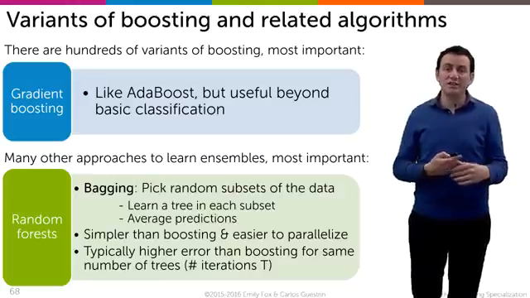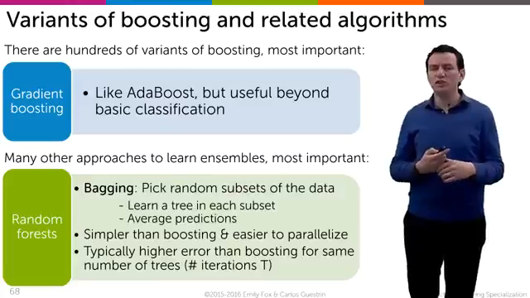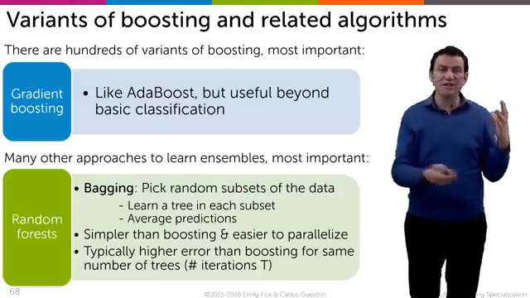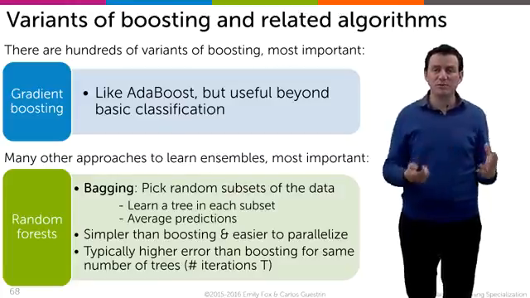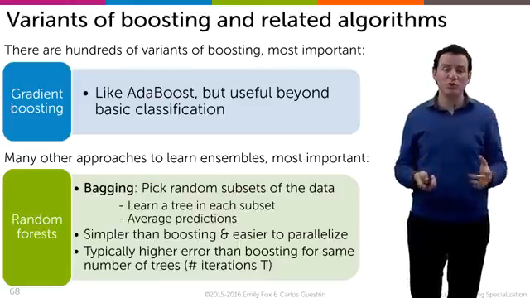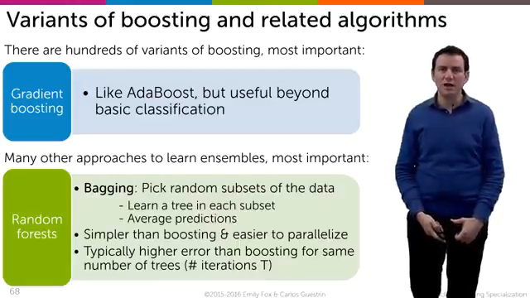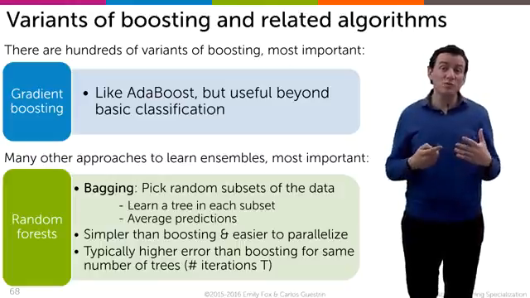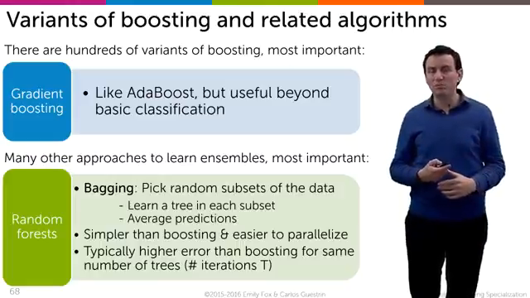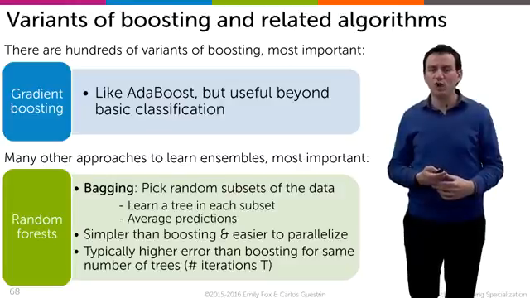And it's like AdaBoost, but it can be useful not just for basic classification, but for other types of loss functions, for other types of problems, and it's what most people use. So gradient boosting, it's kind of a generalization of AdaBoost, you can think about it that way. Then there's other related ways to learn ensembles. The most popular one is called random forests.